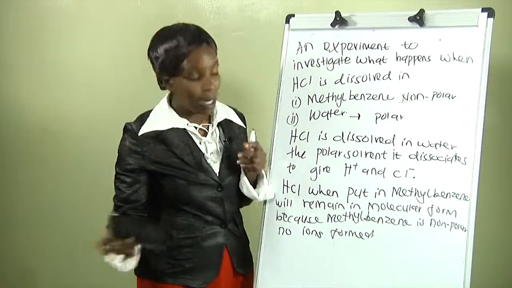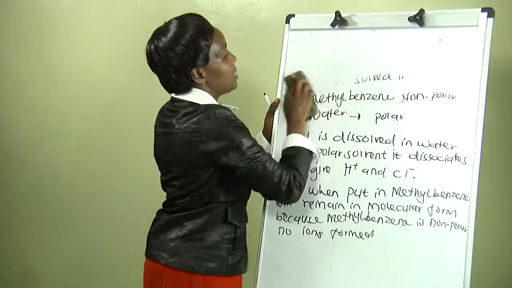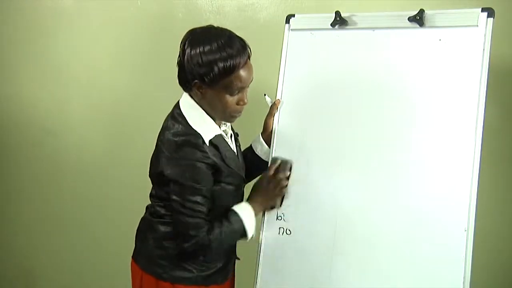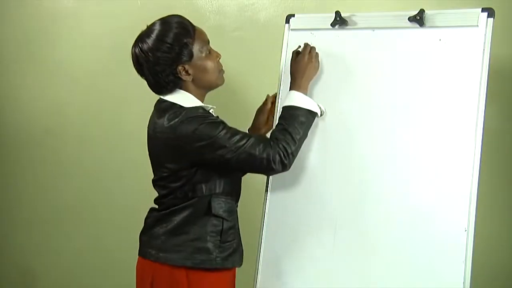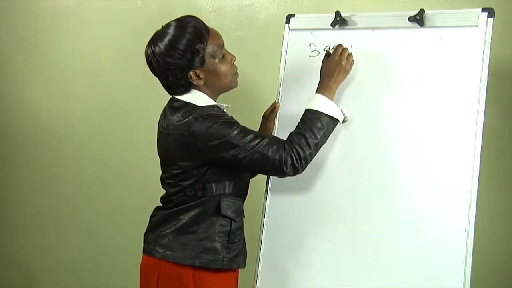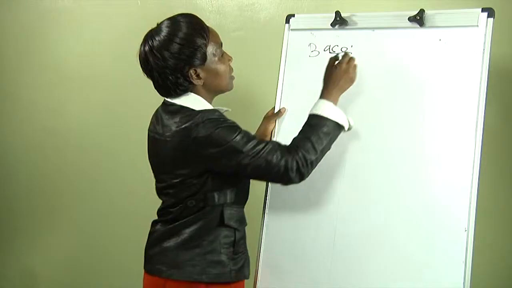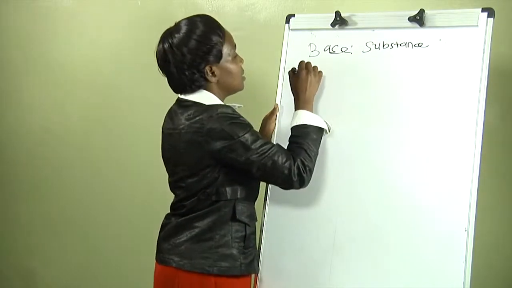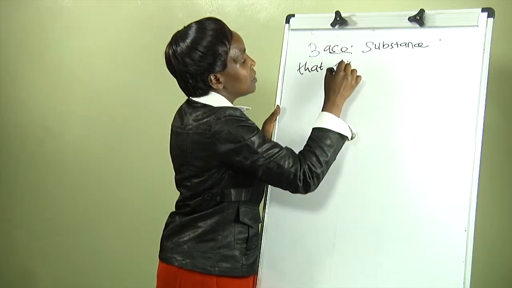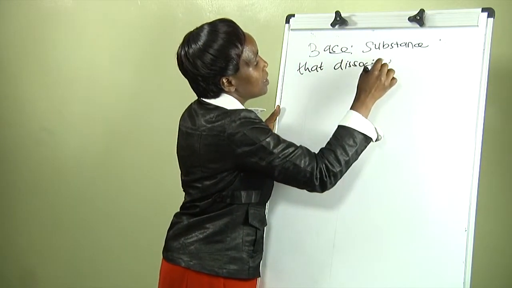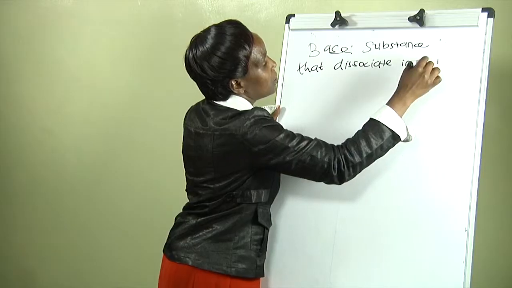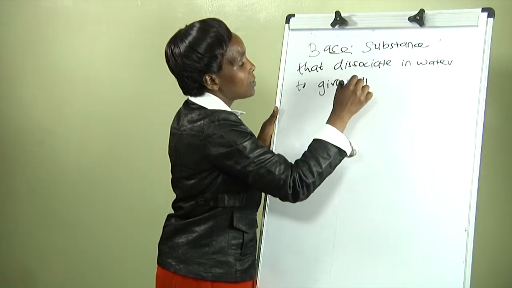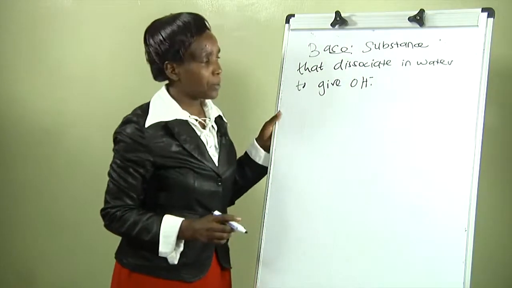So just to summarize what we have done today, we have been able to see the definition of a base. We have said it is a substance that dissociates in water to give the OH ions as the only negative ions.